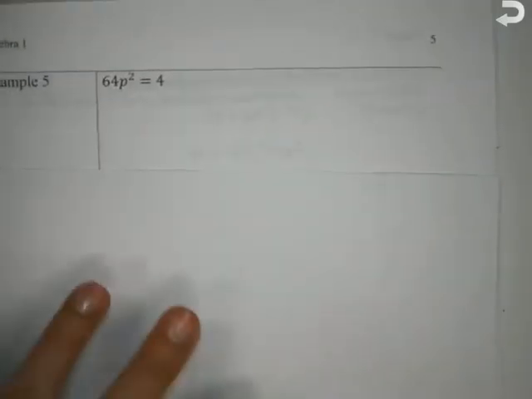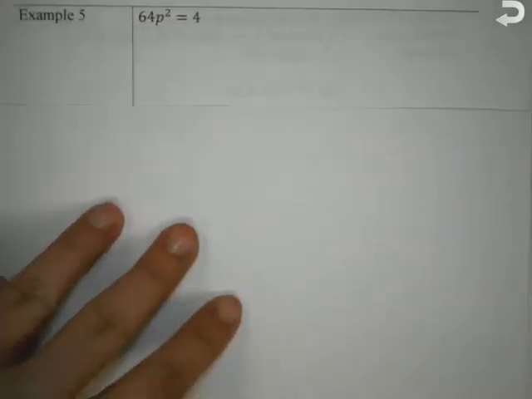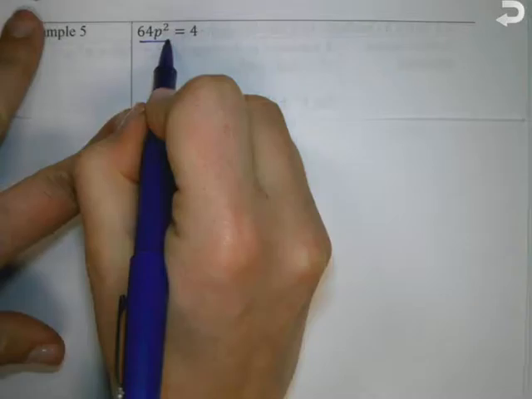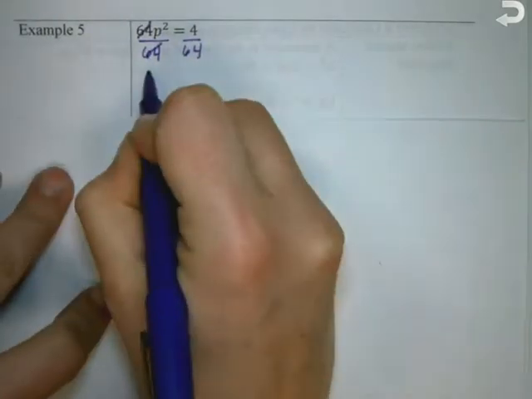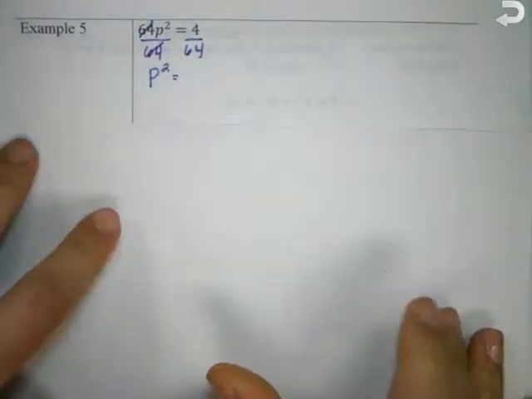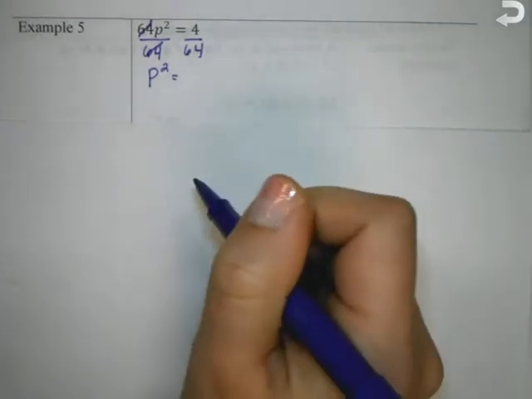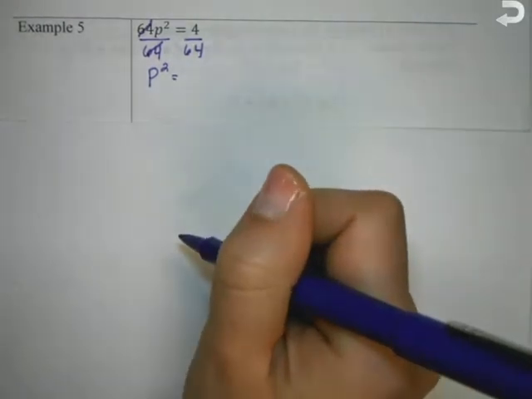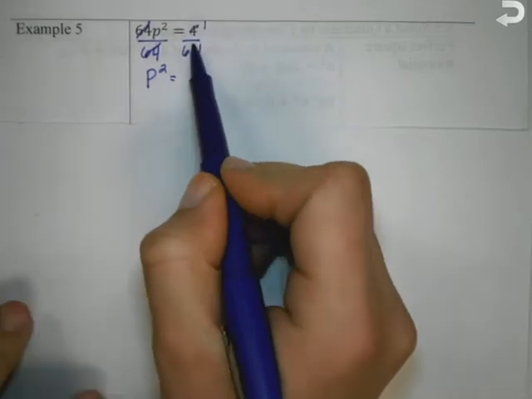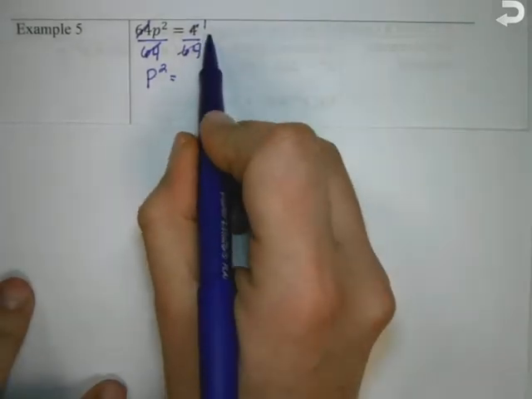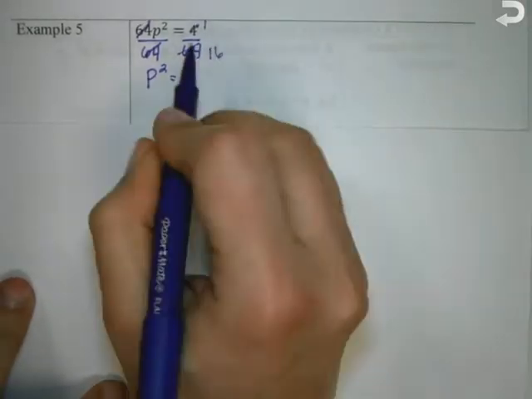Okay, example 5. What do I do first? Divide by 64. So that means p squared equals, okay, 4 divided by 64, how does that reduce? 4 goes into 4 once, and 4 goes into 64? 16, right? So this is 1 over 16. Okay, now what?